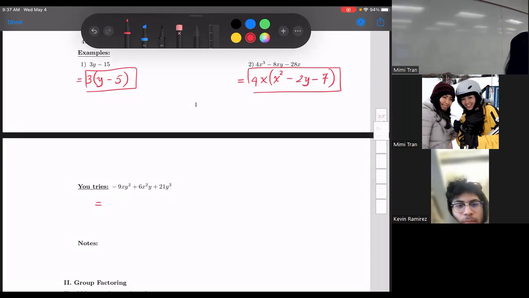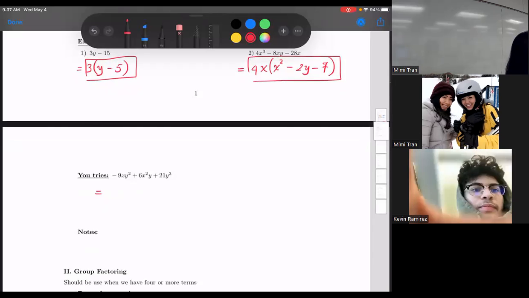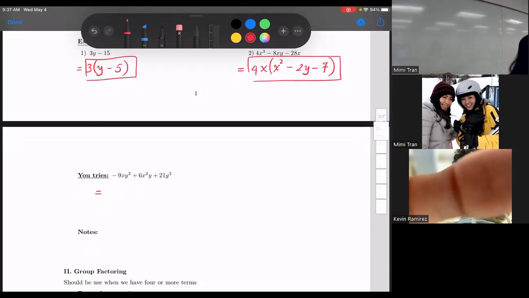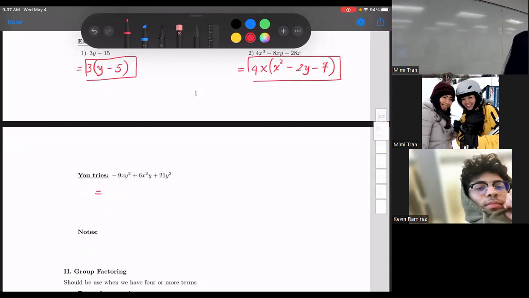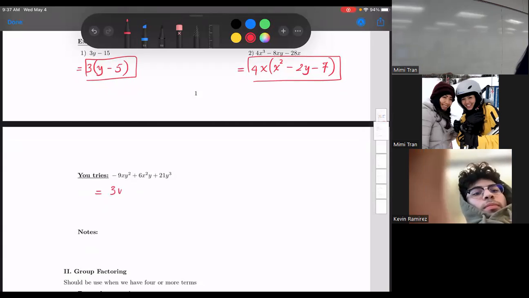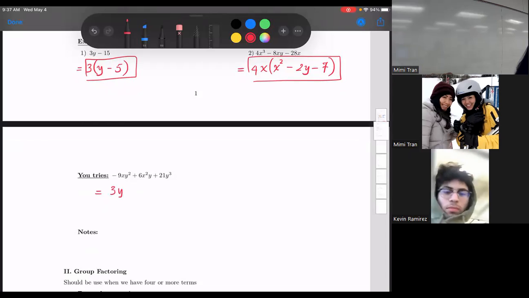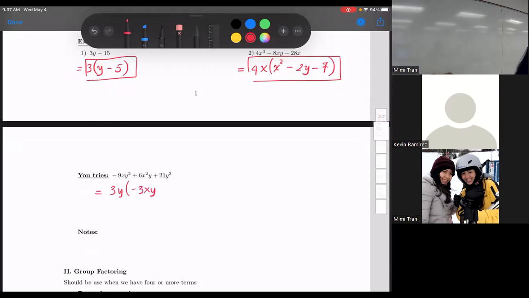Anyone? What's your name though? Alex? Alex, or anyone beside Alex? All right, go ahead. I got 3. Oh, sorry. You have next chance, don't worry. Yeah, go ahead. 3y, and then in the parentheses, I'll make it 3x plus 2x squared plus 7y squared. Okay, good.